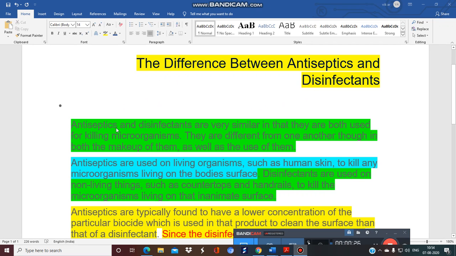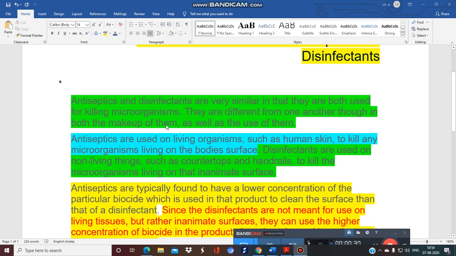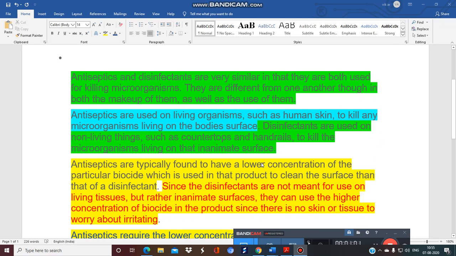They both are similar in that they are both used to kill microorganisms, but there is a difference in their composition. Antiseptics are used on living organisms, such as human skin, to kill any microorganisms living on the bodily surface, whereas disinfectants are used on non-living things such as countertops, handrails, etc. to kill the microorganisms present on that non-living surface. Okay, I hope this is clear.